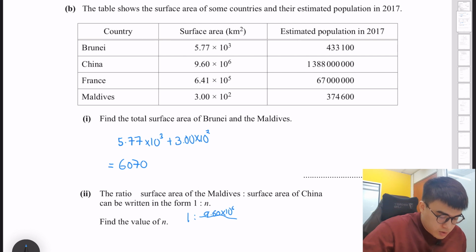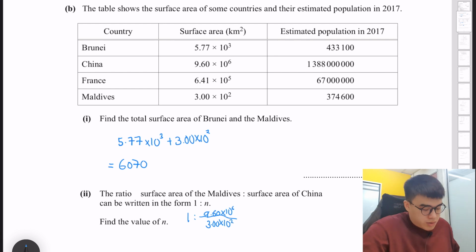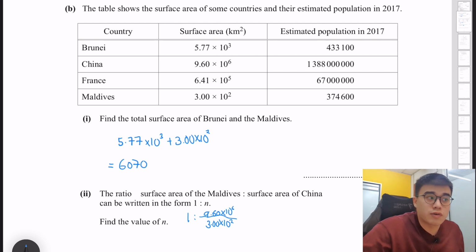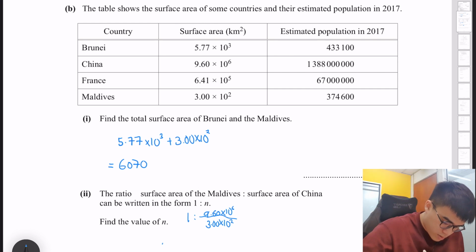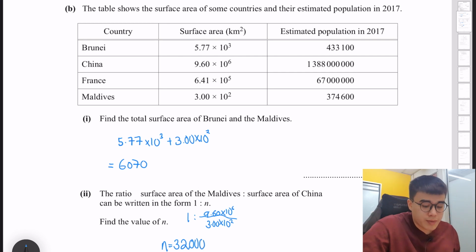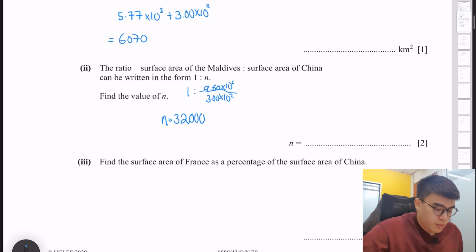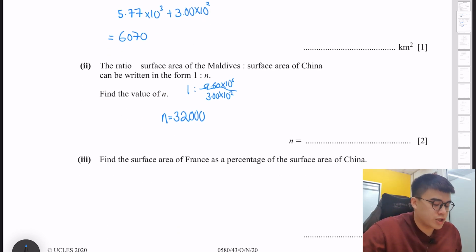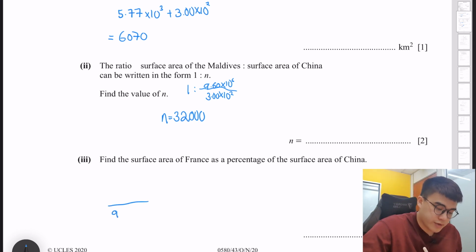Maldives is actually 3 times 10 to the power of 2. Just trace it accordingly, and you get an answer of 32,000. So that's pretty much it for B number 2. Moving on, find the surface area of France as a percentage of the surface area of China. We already got China's surface area, which was 9.6 times 10 to the power of 6.